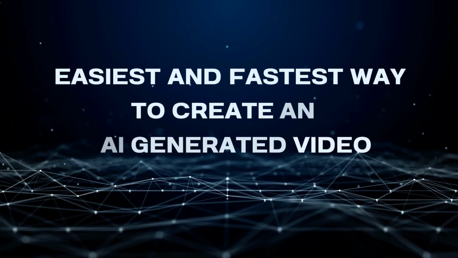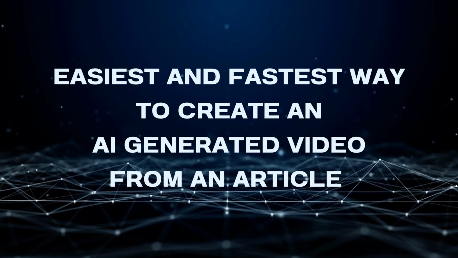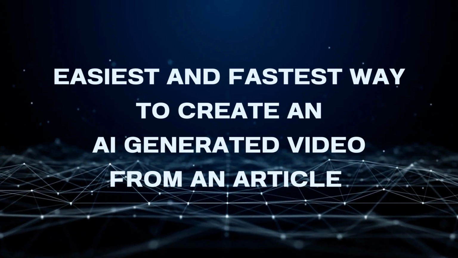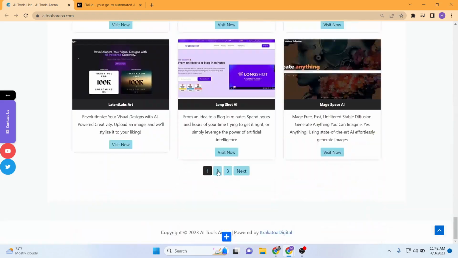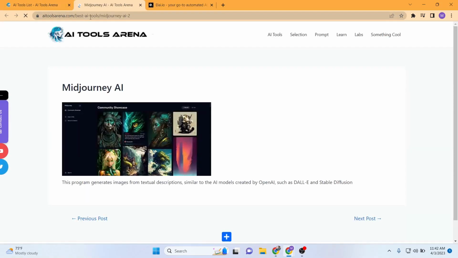Today, I'll show you the easiest and fastest way to create an AI-generated video from an online article. Let's get started. First, search for the article you want to convert to video and copy its link.